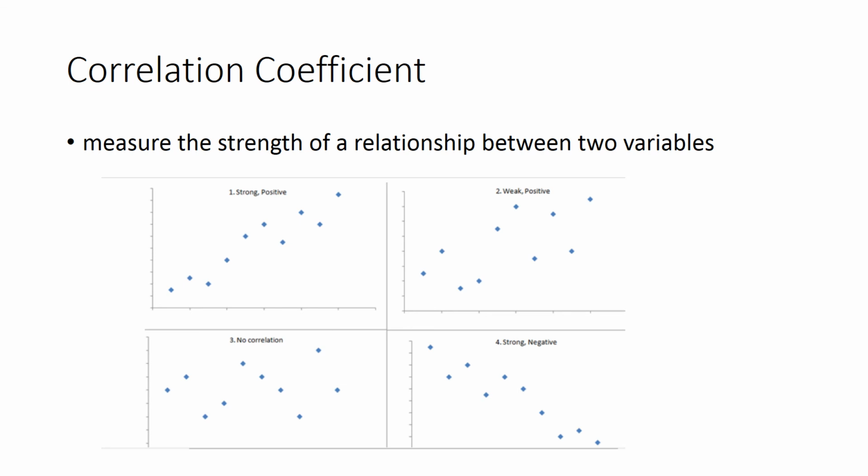Number 2, I'm sorry, was a weak positive. And then if there's no correlation at all, then you would see in number 3, everything's kind of spread out, and there's no linearity at all to the data. And then again, if you had a negative correlation, which you can certainly get, then you would see it leaning the other way. So this is set up on a graph.